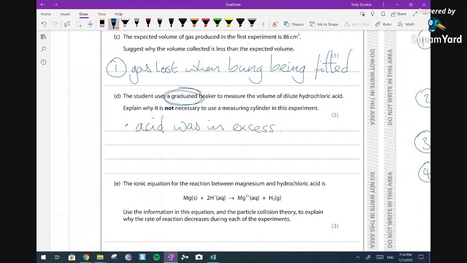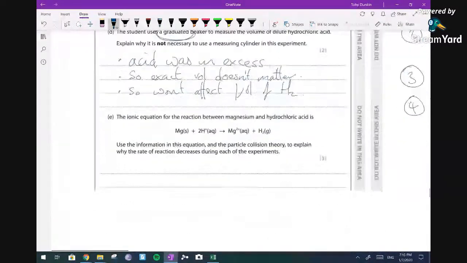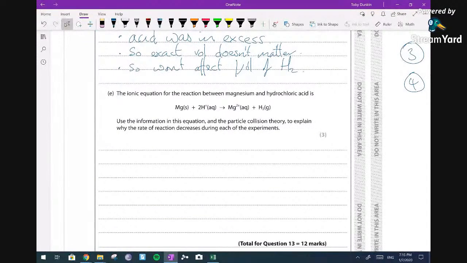We just go, I need 18, so let's just add roughly 25. It doesn't matter that I'm going to be above or below it by a little bit. Acid was in excess, so exact volume doesn't matter and won't affect the volume of H2. Sorry about that too. Next, the ionic equation for the reaction between magnesium and hydrochloric acid is as followed.